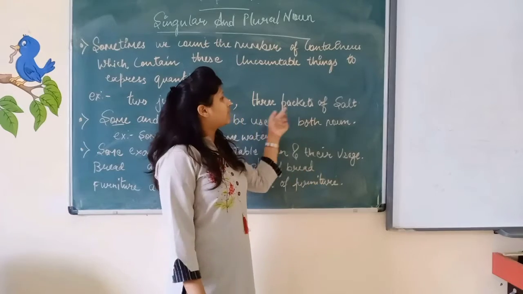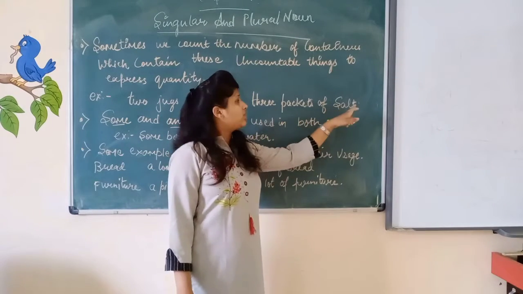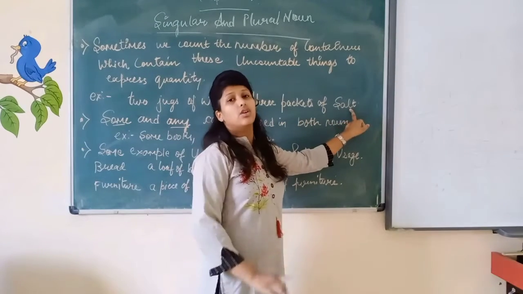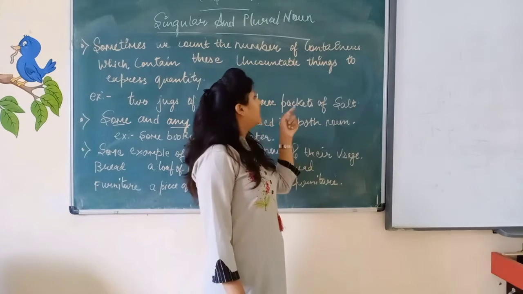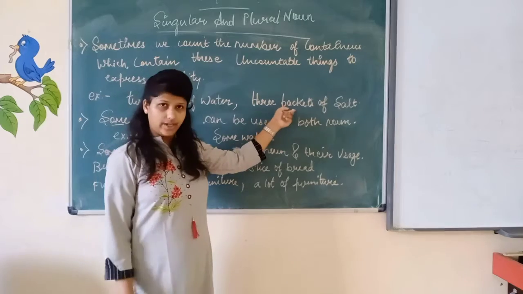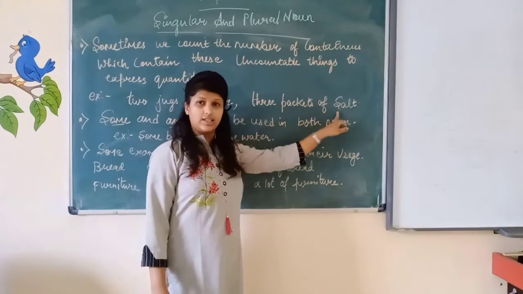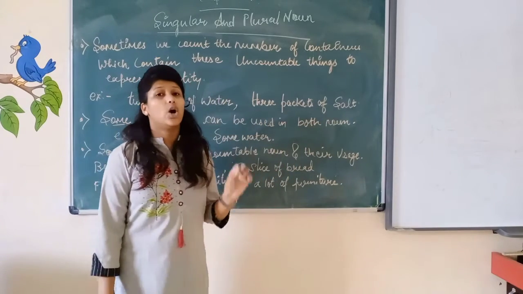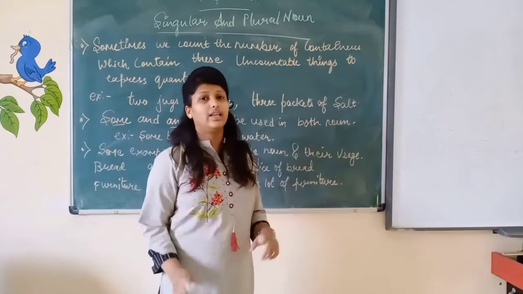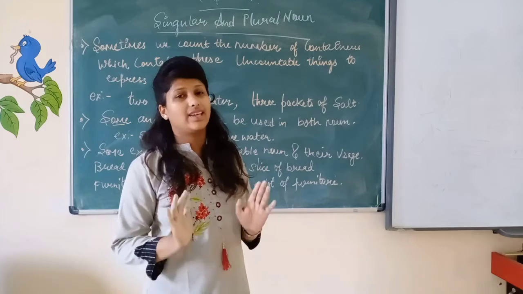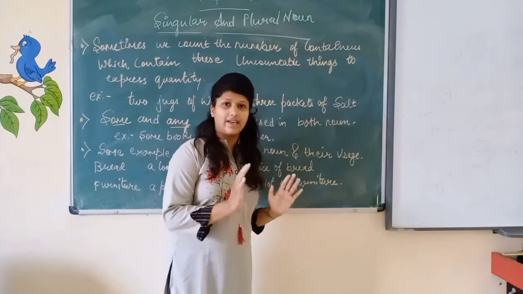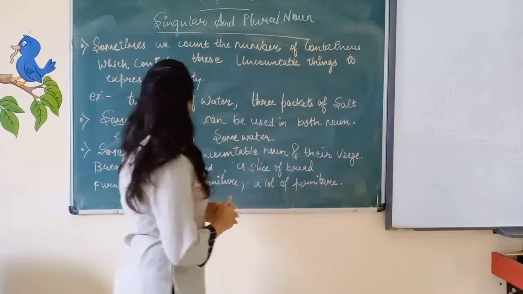Second example, three packets of salt. As we all know, salt is an uncountable thing. So we have used three packets over here to show the quantity. We cannot define how many pieces of salt there are in those three packets. But in whole quantity we can say that there are three packets of salt.